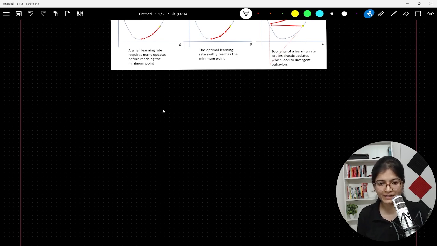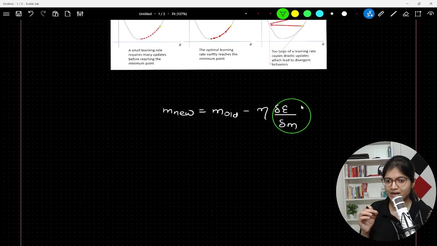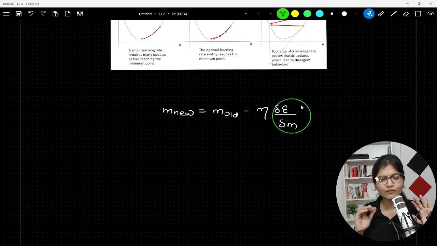And we have seen a formula to update the weights: the new weight of M is nothing but the old weight minus eta times the derivative of the error function with respect to M. In the last video, we saw the value of this derivative of E with respect to M, so I will not go into that much depth. If anyone is not aware of how to compute this derivative term, please watch the previous video where I have illustrated this derivation in detail. The major focus of today's session is to talk about what this learning rate is.